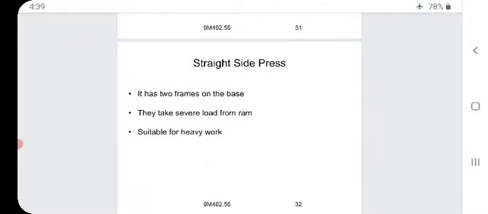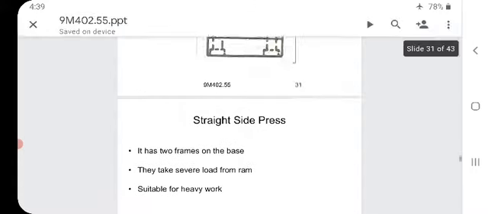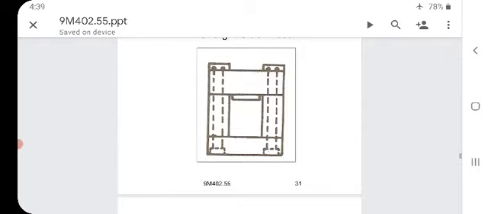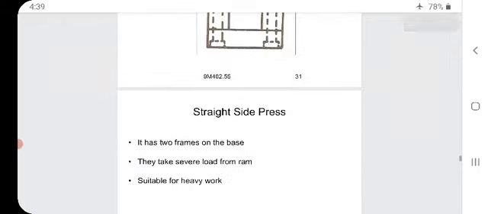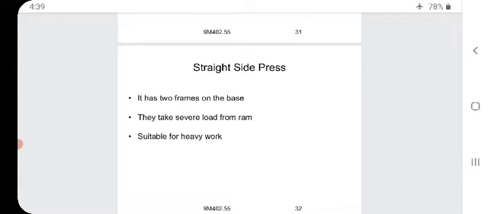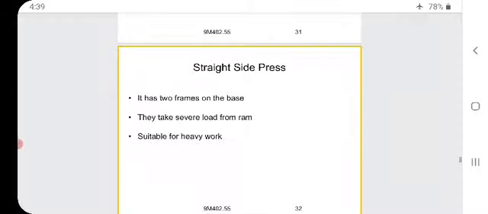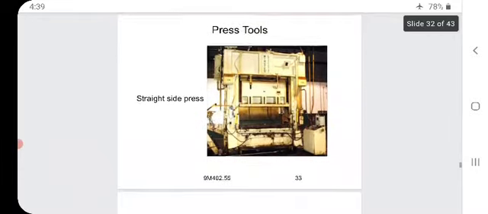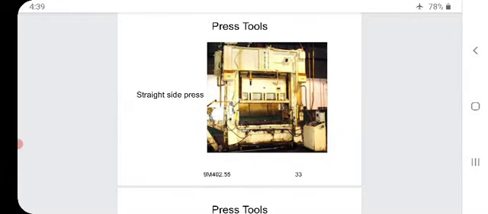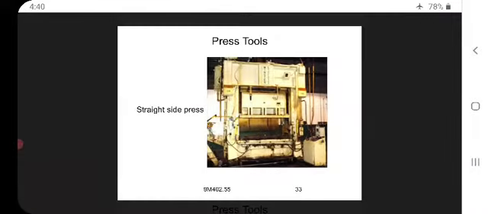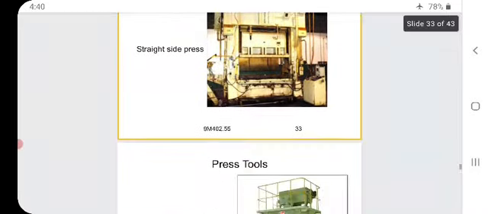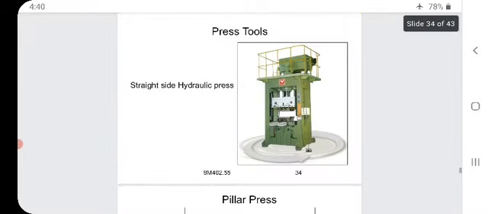The straight side press has two frames on the base. See on the screen, right? They take severe load from the ram, suitable for heavy work. So this is a figure for the straight side press. Straight side hydraulic press.